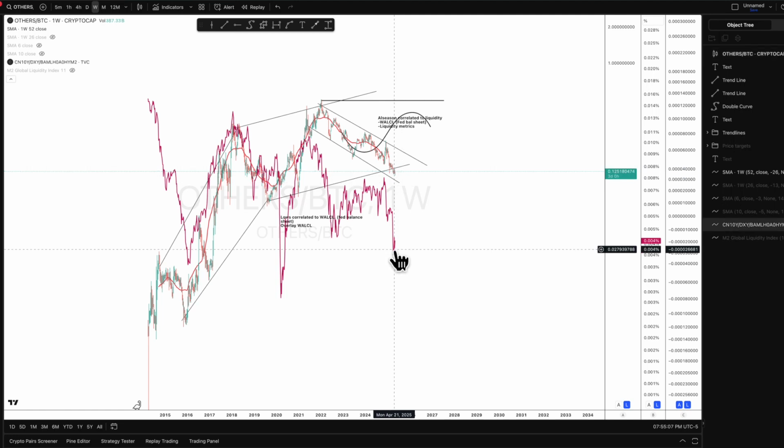We'll be looking for a bounce in liquidity and a bounce in altcoins. But if we do get a bounce in liquidity, if we do get a surge of liquidity, that could really dramatically fuel this reversion back to the cycle, the idealized cycle.